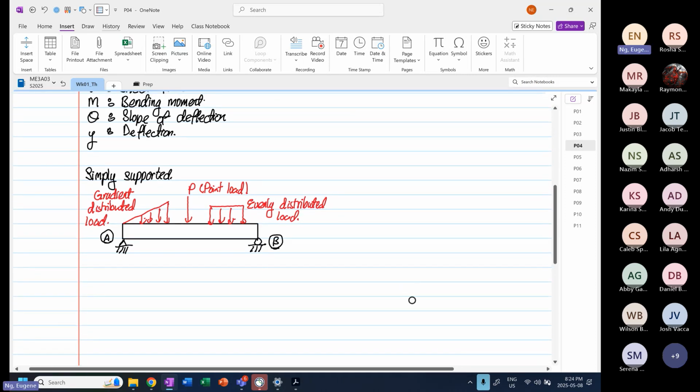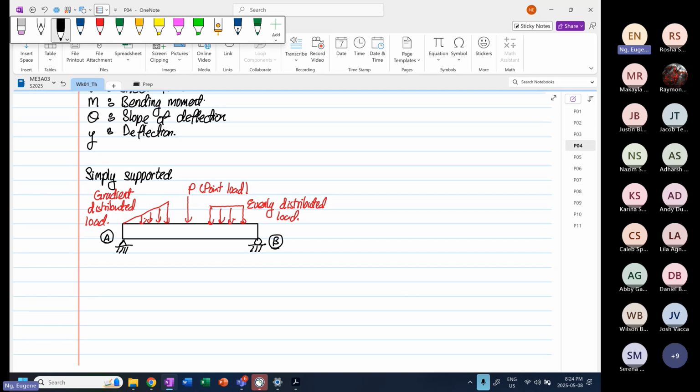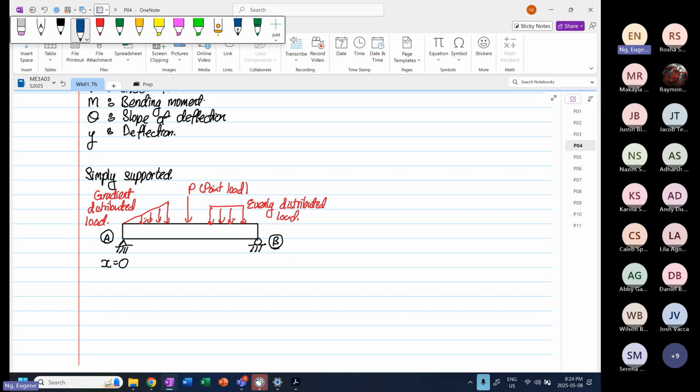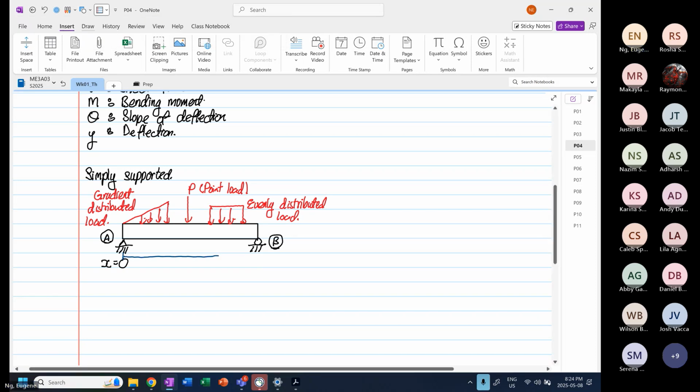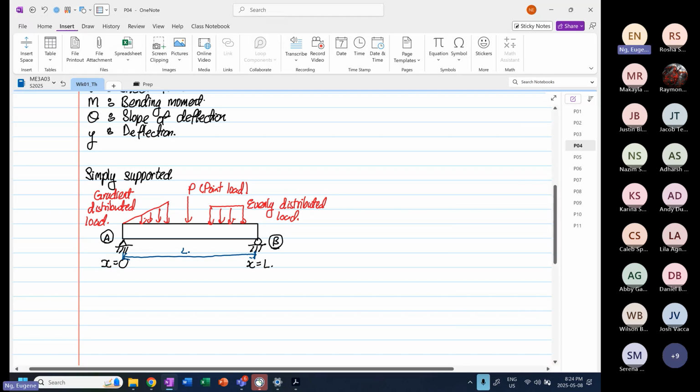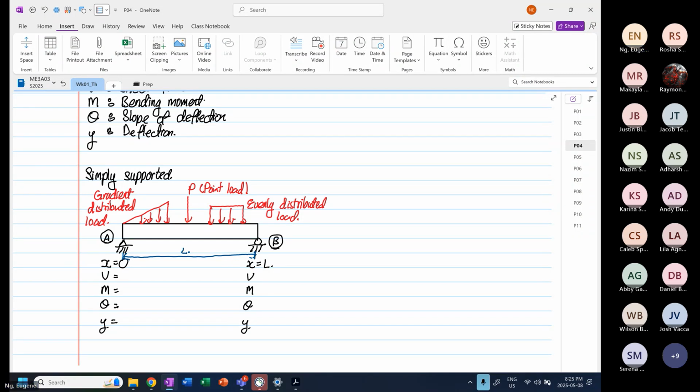For this case, we usually take the left-hand side to be x is equal to 0. And then we have a certain distance. This distance from here to here is L. And then we have x is equal to L. Then we write down the boundary conditions: V, M, theta, Y.